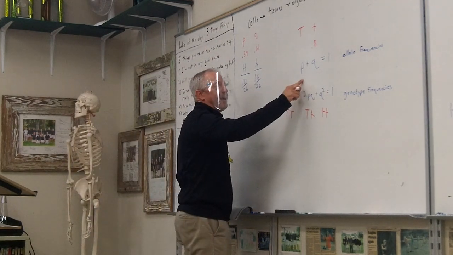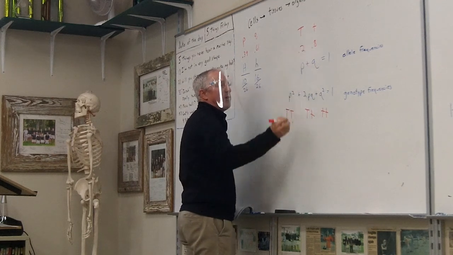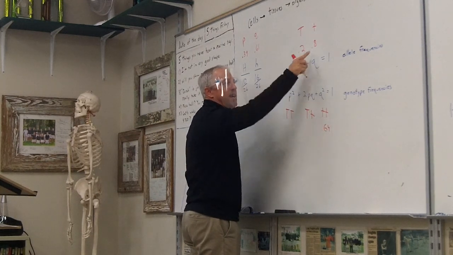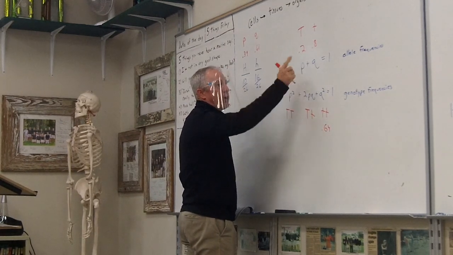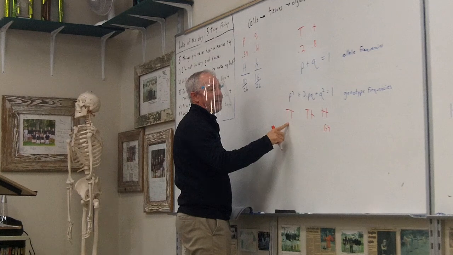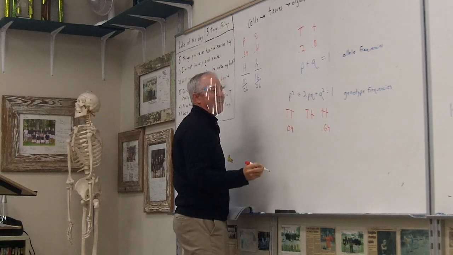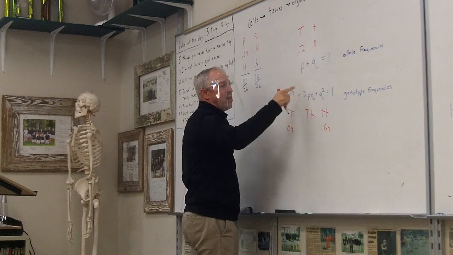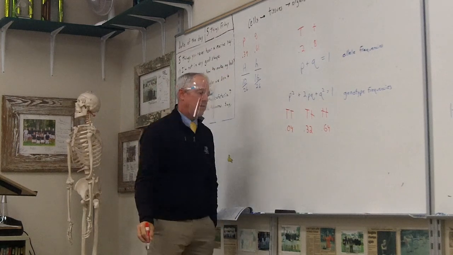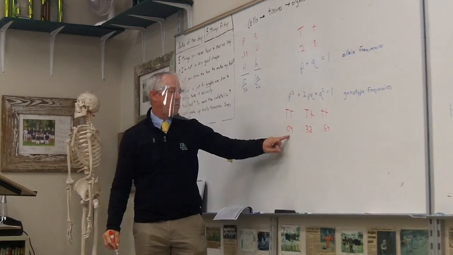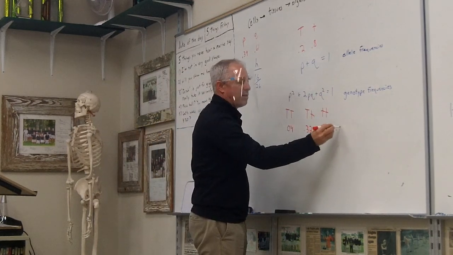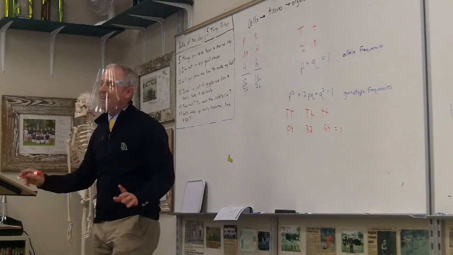What's P? 0.2. What's Q squared? 0.64. 8 times 8 is 64. Didn't y'all learn that? 0.8 times 0.8 is 0.64. What is P squared? 0.04. Now we got it. And what's 2 times 0.2 times 0.8? 0.32. And do 64 and 32 and 4 add up to 100? Probably does. So that would equal 1.